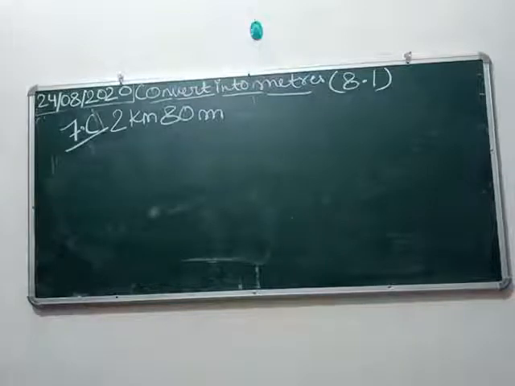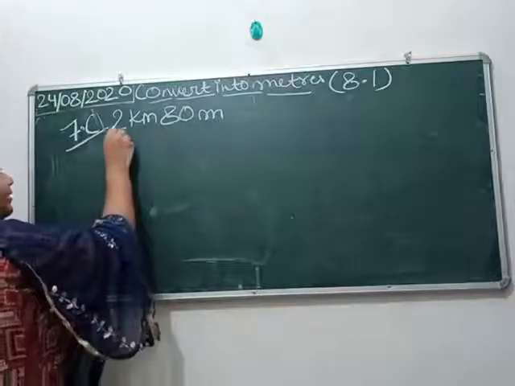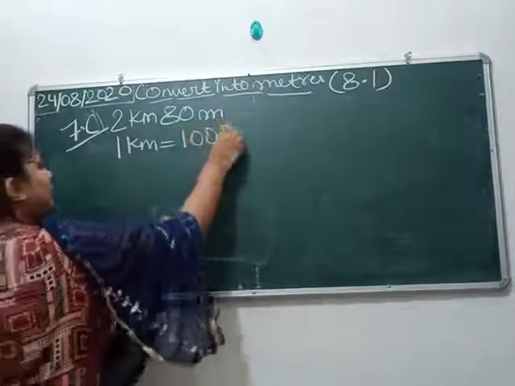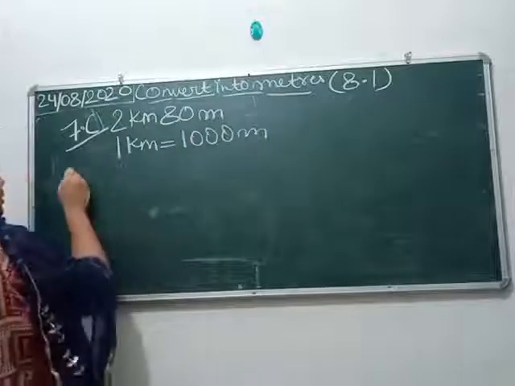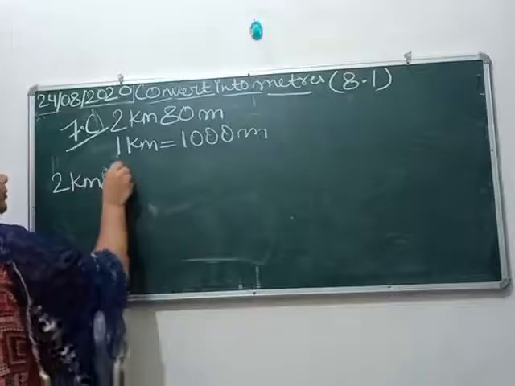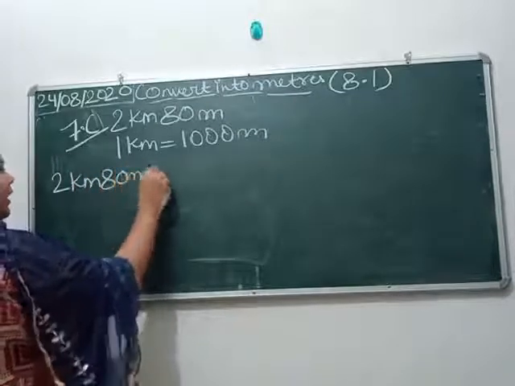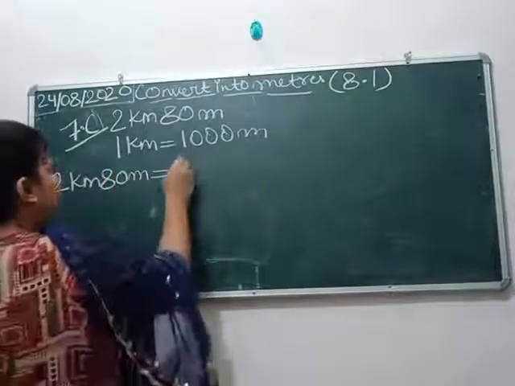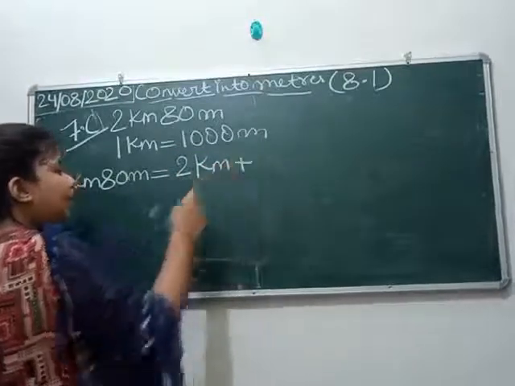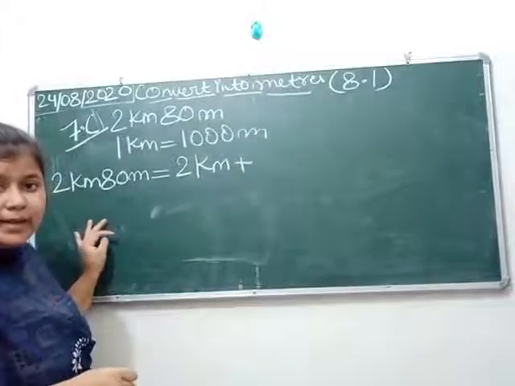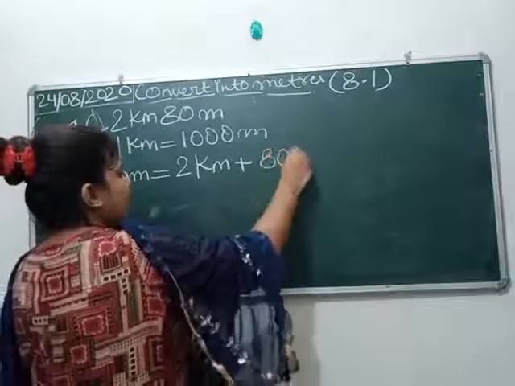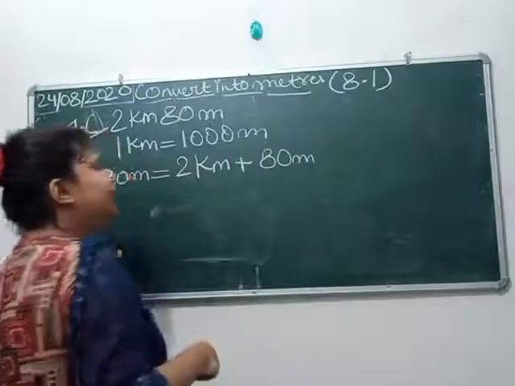Okay, now 2 kilometer 80 meters. So first line will remain the same, that is 1 kilometer equals to 1000 meter. Now 2 kilometer 80 meter equals to 2 kilometer plus 80 meter. Okay, this much is clear.